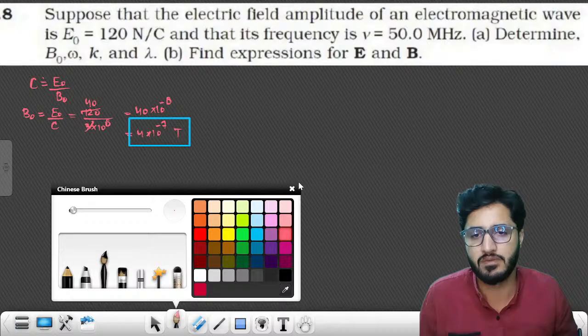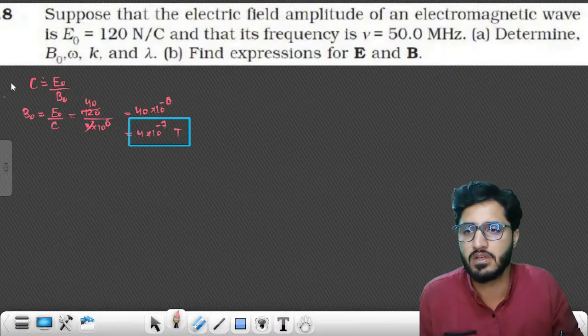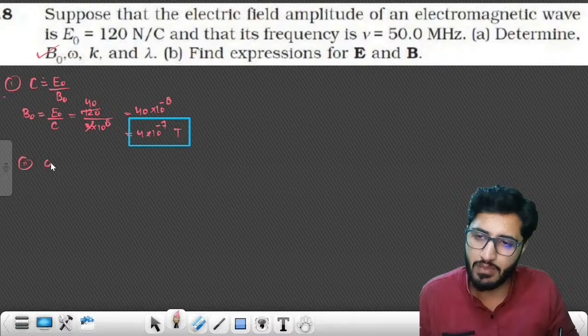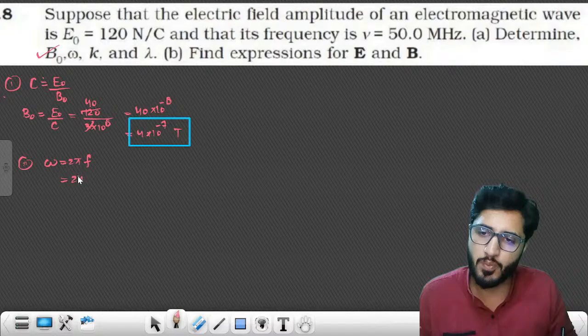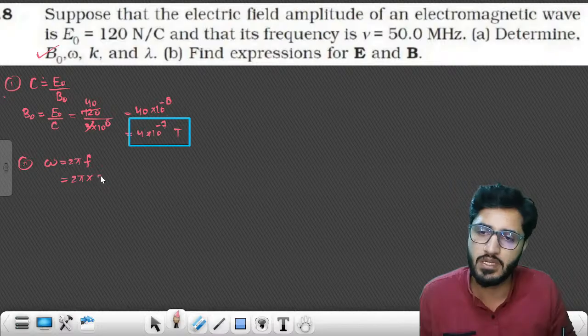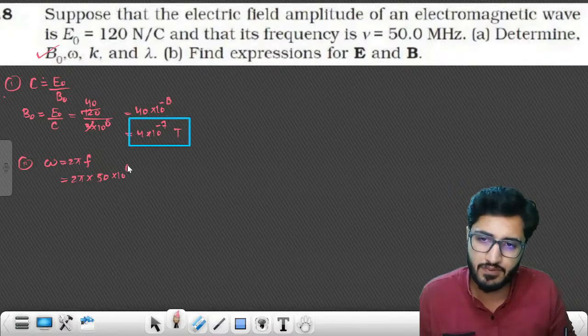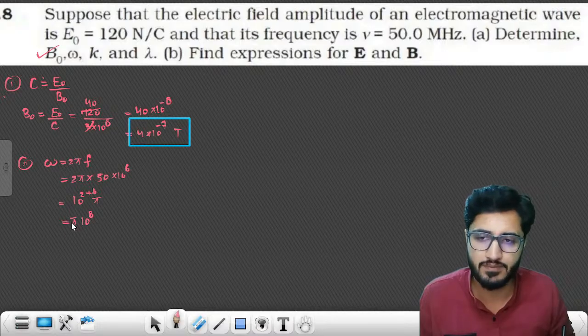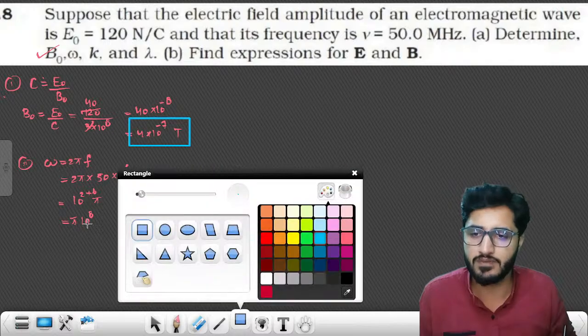Now next one. First one is this one, B naught complete. Now second is omega. First of all, omega is equal to 2 pi f. What is f now? f is 50 megahertz. It is 100 into 10 to the power 6 into pi. I can write pi into 10 to the power 8.